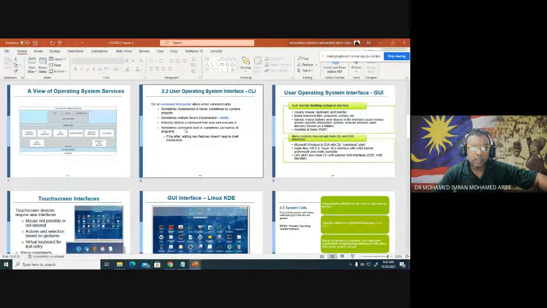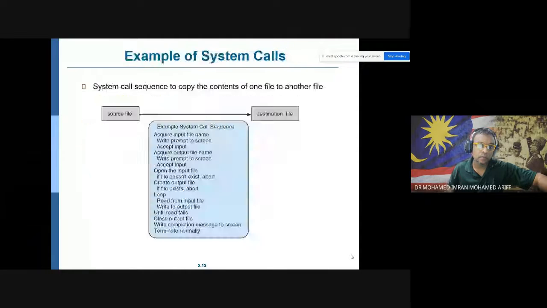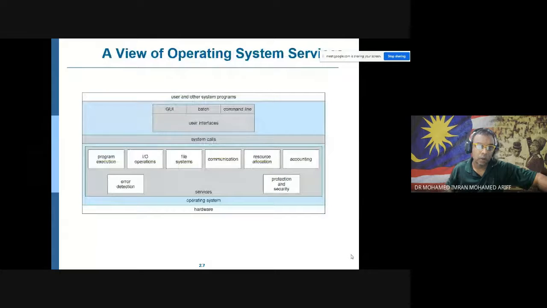So here we are. This is what we say is the view of the OS. Let me make the screen big. This is where the user is at the top, you and me and other programs. We have a few types of user interface. One is the GUI, one is the command line interface, and one is batch. In these chapters, we are only going to explain GUI and command line.